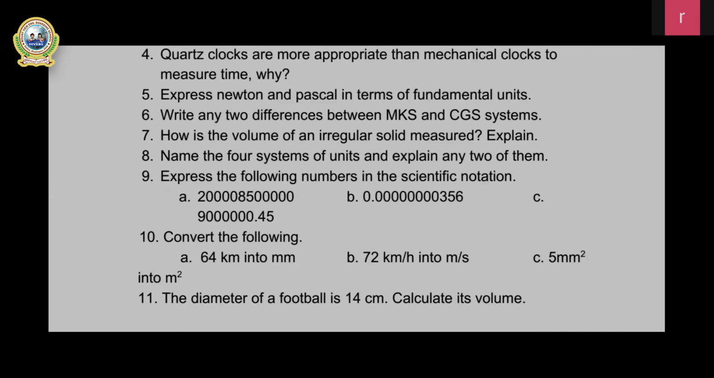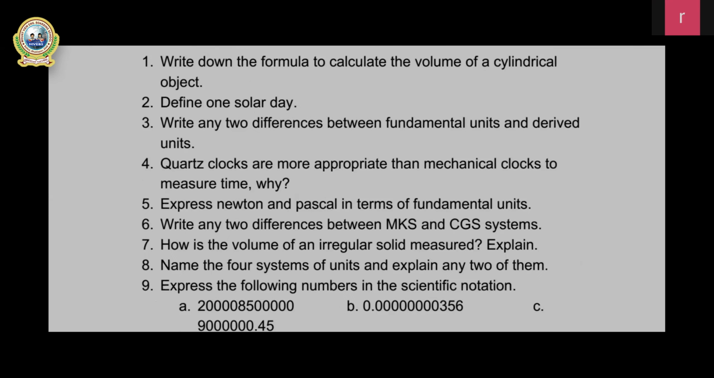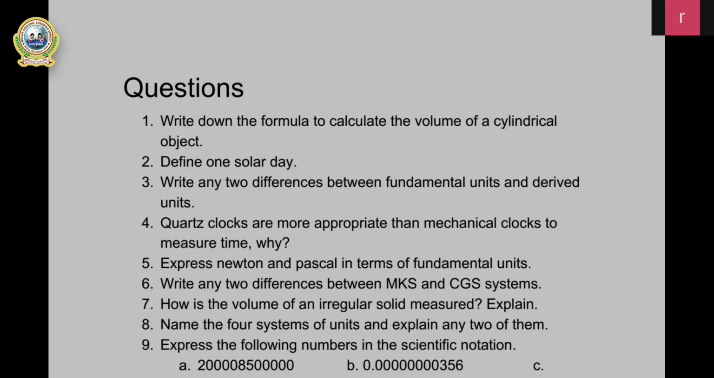Okay, let me go to the documents. Yes, this is the question. The first question's answer we know. Class 9, write down the formula to calculate the volume of a cylindrical object. It is pi r square h. And the formula to find the volume of a sphere is 4 by 3 pi r cube.